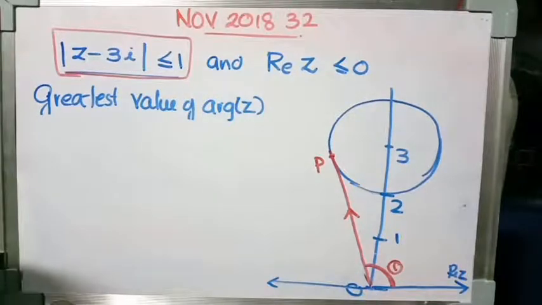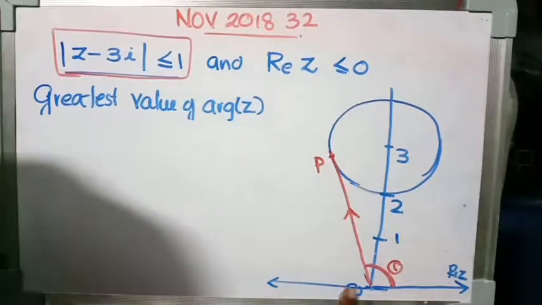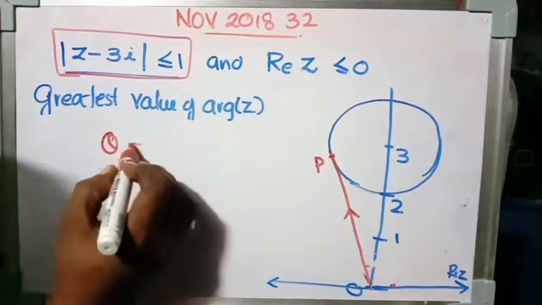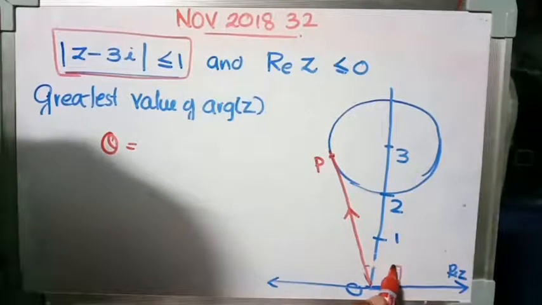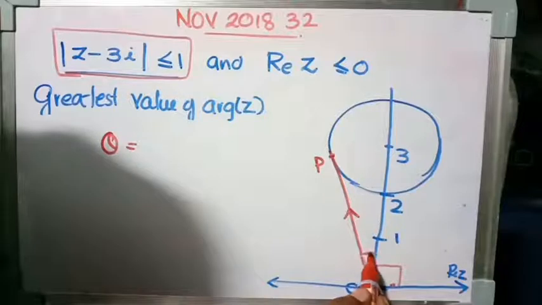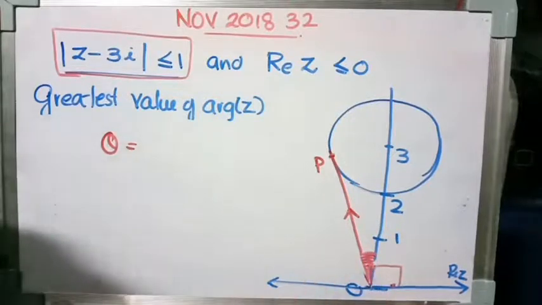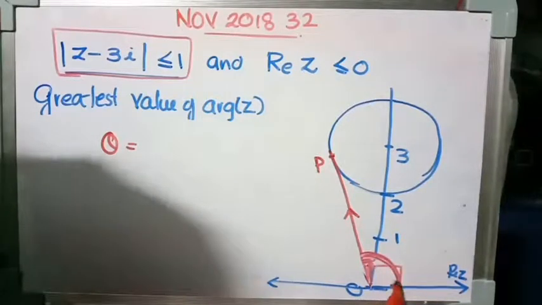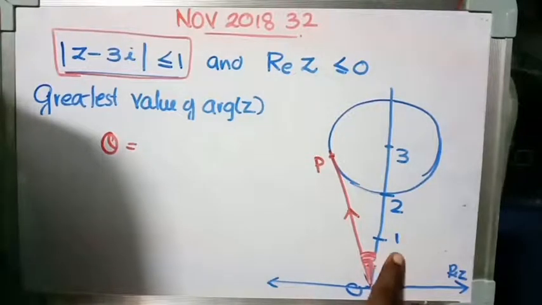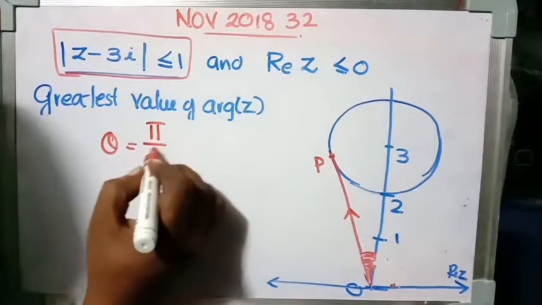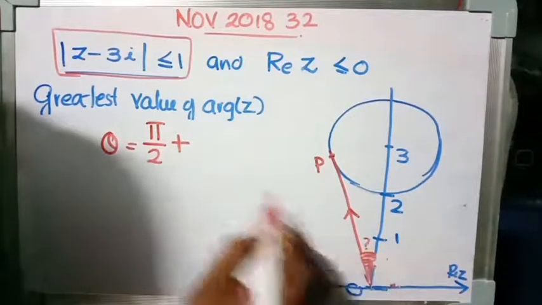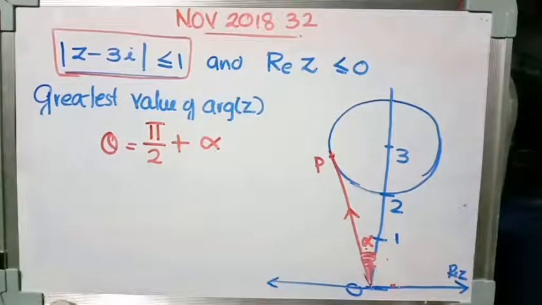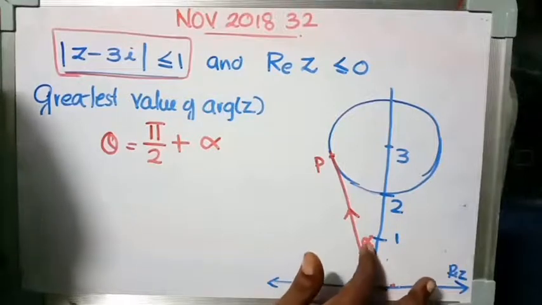And now we have to find angle theta. The plan for angle theta is very simple. Look, this angle theta is the sum of this right angle and this smallest angle. That means if you add these two angles, the right angle and this angle, and as we do not know that angle, let's call it alpha, we get the value of theta. Now our task is to find alpha.